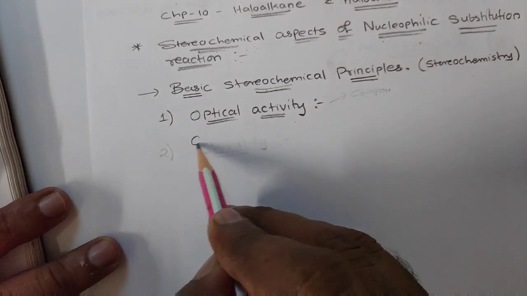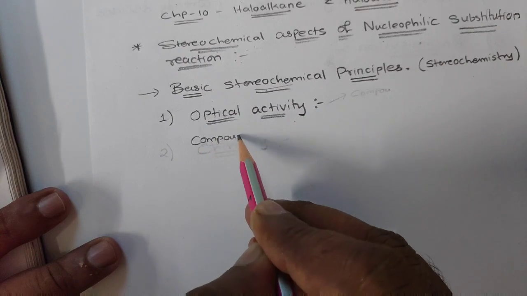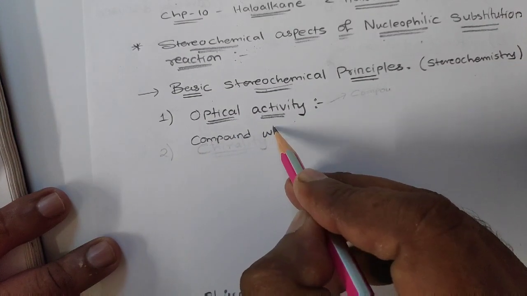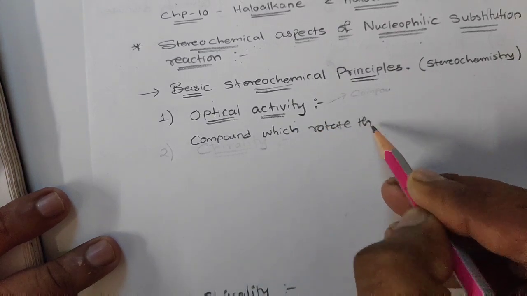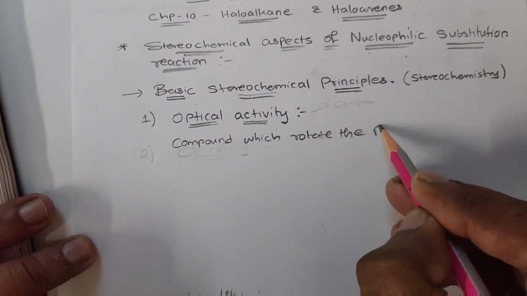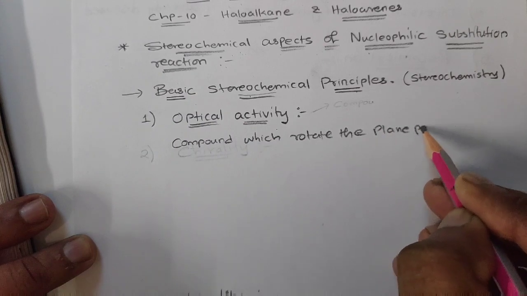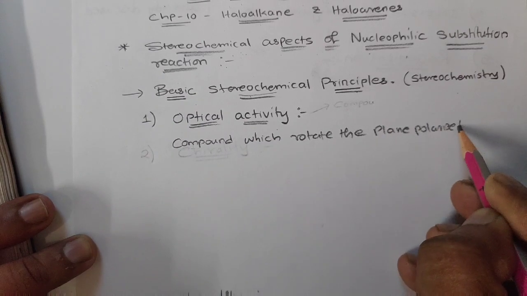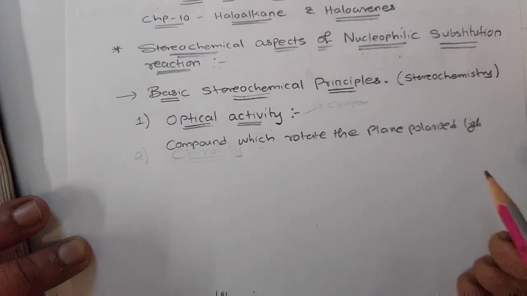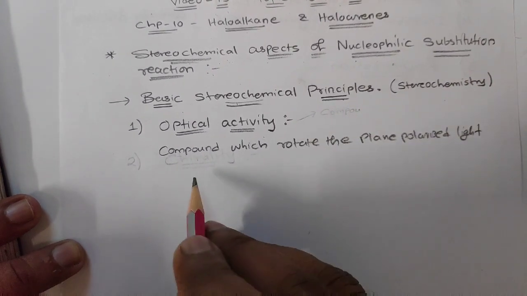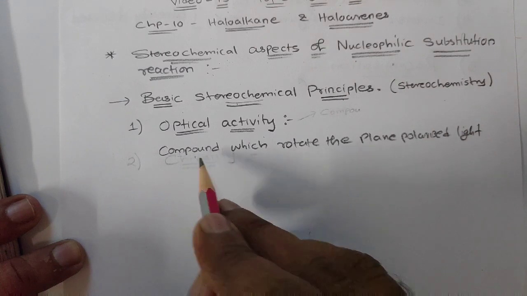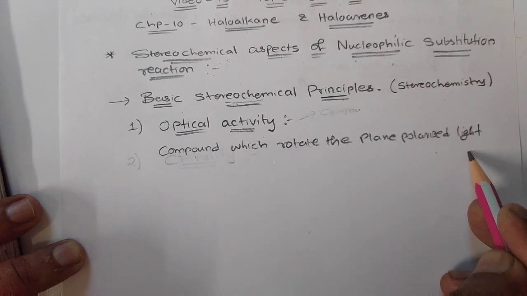What is the word we discussed now? The compound which rotates the plane polarized light. How is this plane polarized light being made? By passing through a Nicol prism. So the compound which rotates the plane polarized light is optically active.